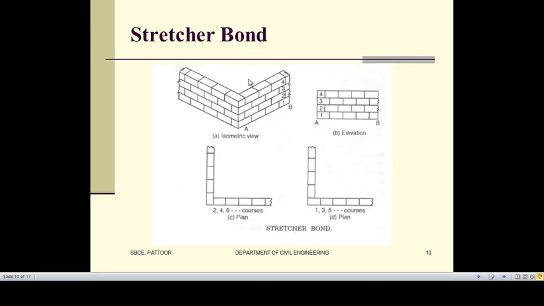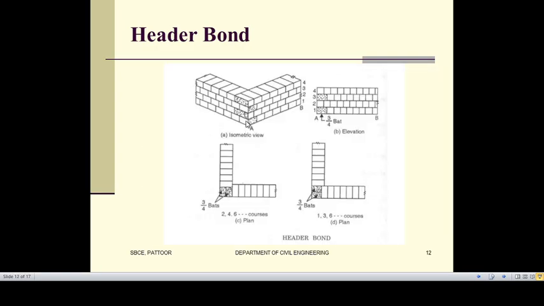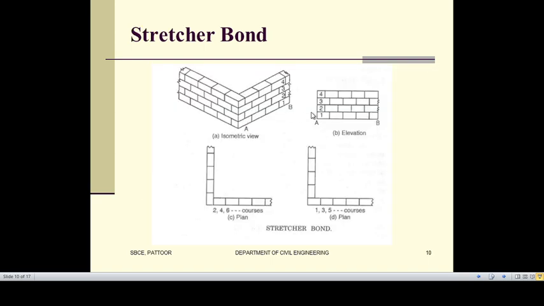So this is a typical sketch of a stretcher bond. You should know to draw the elevation as well as the plan. You can skip this isometric view. I have just included it for your ease in understanding. So you can skip the isometric view, but you should know how to draw elevation and plan.